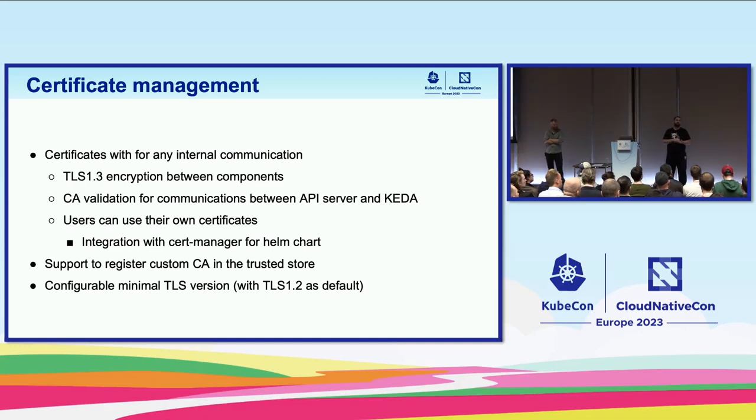So in KEDA, we have added support for providing your own CAs. In this way, you can use your own CA in a fully validated and encrypted communication in the scalers, which is another improvement from a security point of view. And the last but not the least point about certificates is that we have made the minimum TLS version settable. Nowadays, the latest versions of KEDA ensure that your encrypted communication uses at least TLS 1.2, which is the minimum secure TLS encryption protocol that exists. You can use your own, it's an option, you can modify it, but at least you are safe.